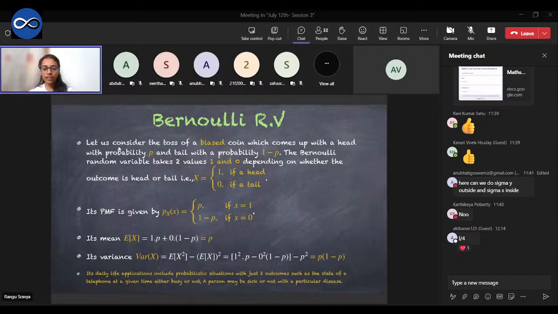Not only here, in any case where there are only two outcomes, we can assume a Bernoulli random variable and apply. So its PMF is given by Px of x equal to p if x equal to 1, 1 minus p if x equal to 0. And mean and variance you can calculate by the known formula. First calculate E of x, then find variance using E of x square minus E of x whole square. You'll get mean to be p and variance to be p into 1 minus p.